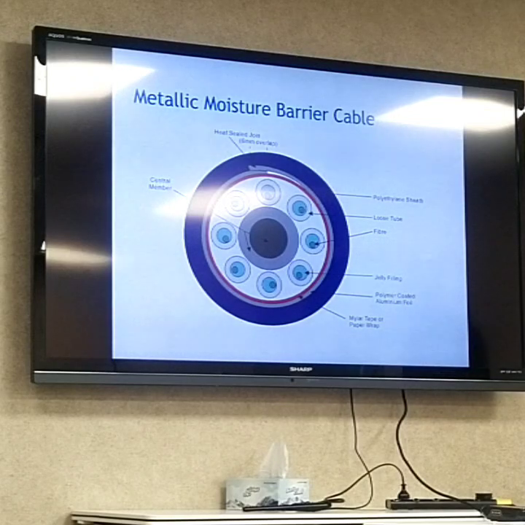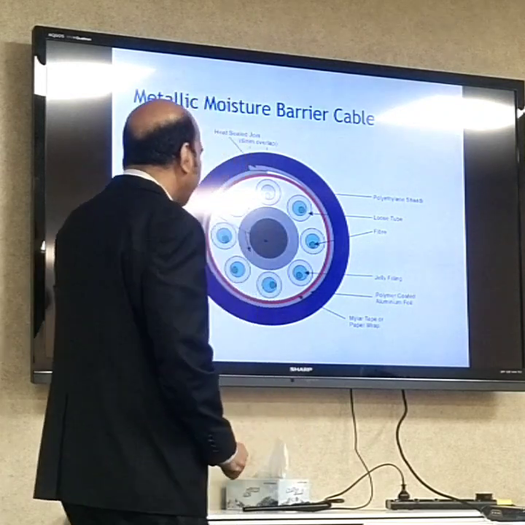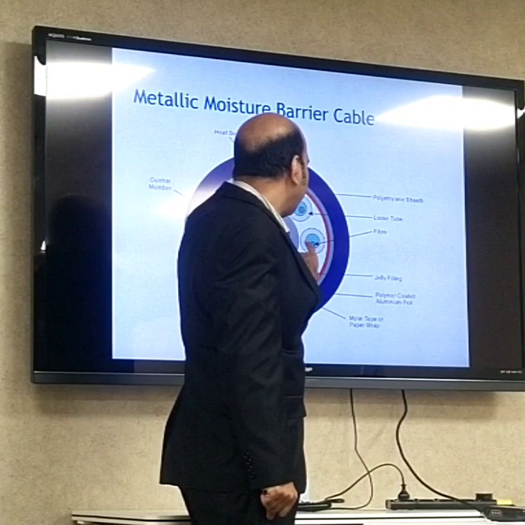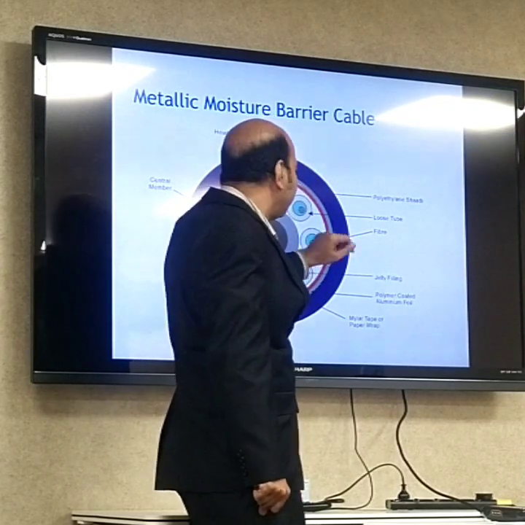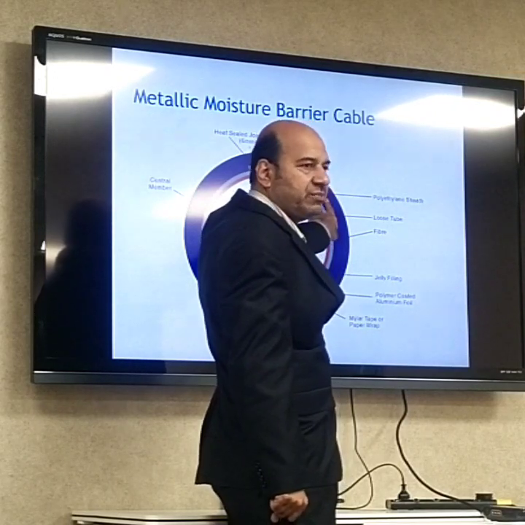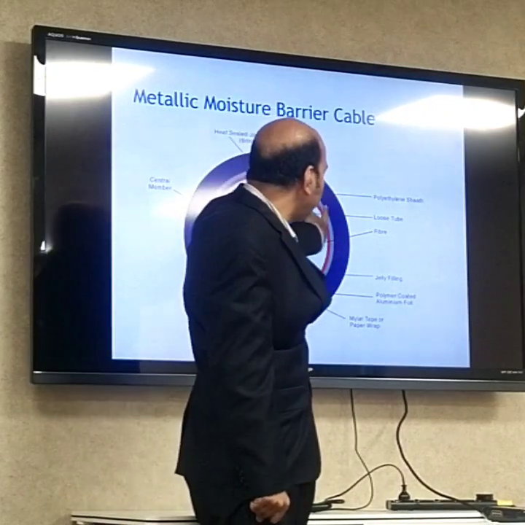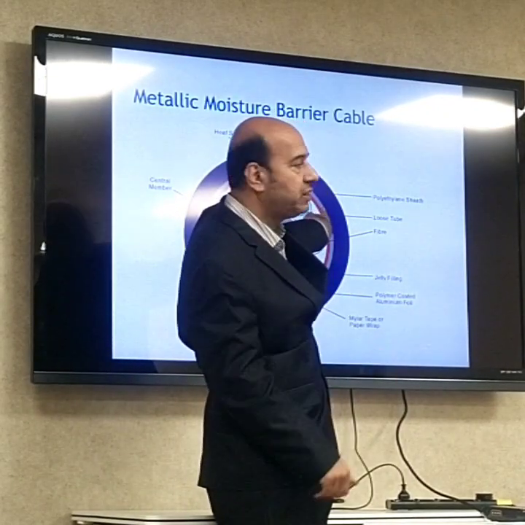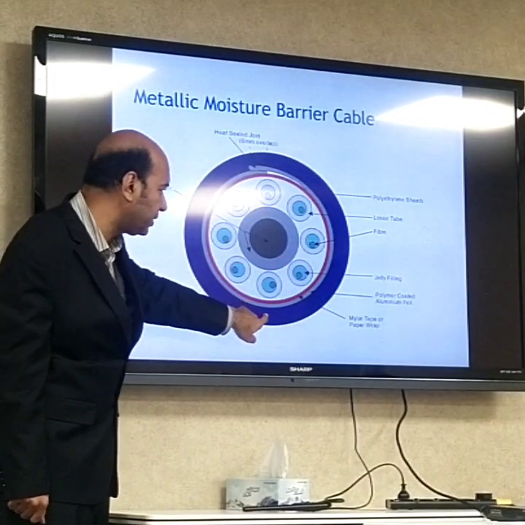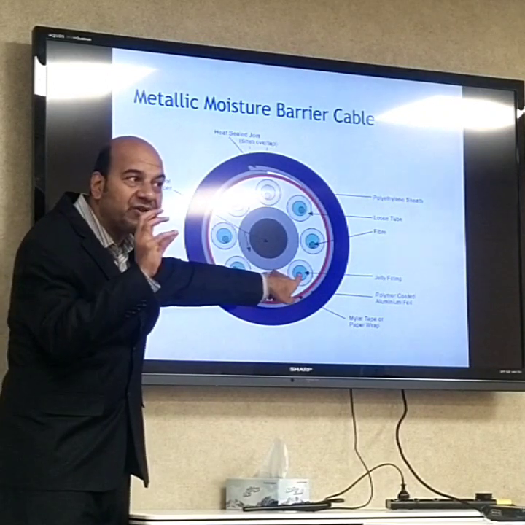Metallic moisture barrier cable. Remember again, this is the central member. This is the fiber itself, a loose tube. The polyethylene sheath. Remember, the medium density polyethylene outer. If the cable is armored, we will find some steel wire armors just under the polyethylene outer sheath. There is a jelly filling here to block the water penetration to the fiber.